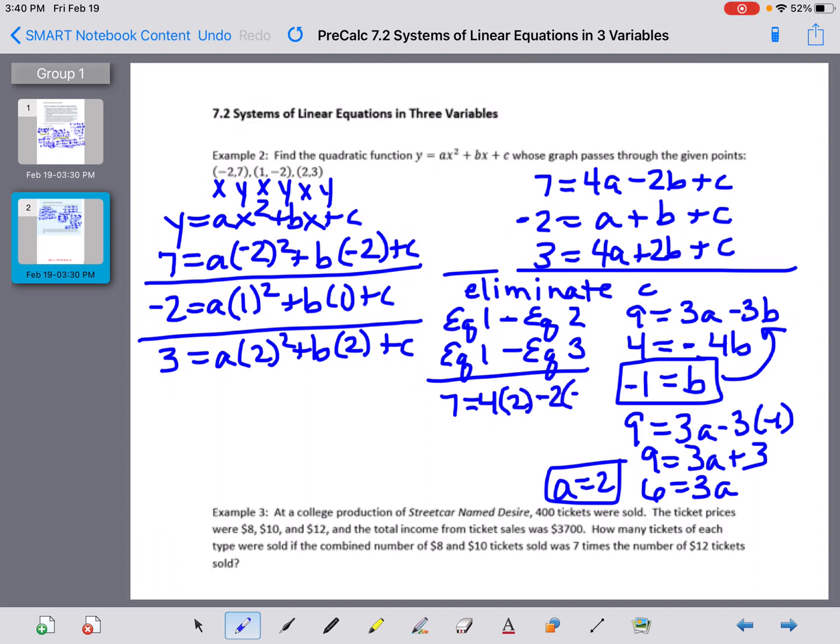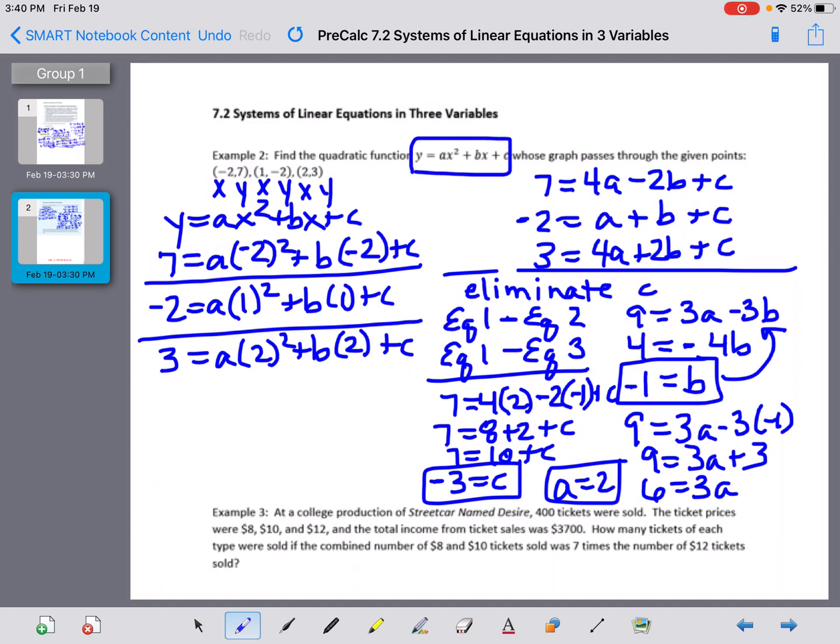Minus 2 times b, which is negative 1, plus c. All right, 7 equals 8 plus 2 plus c. So that's 10 plus c equals 7. Subtract 10, and I get c equals negative 3. Okay, I have my variables. I could write it as a triple, but this wasn't to solve a system. It said to find the quadratic function that matches this equation. So what I found are the coefficients for my equation.